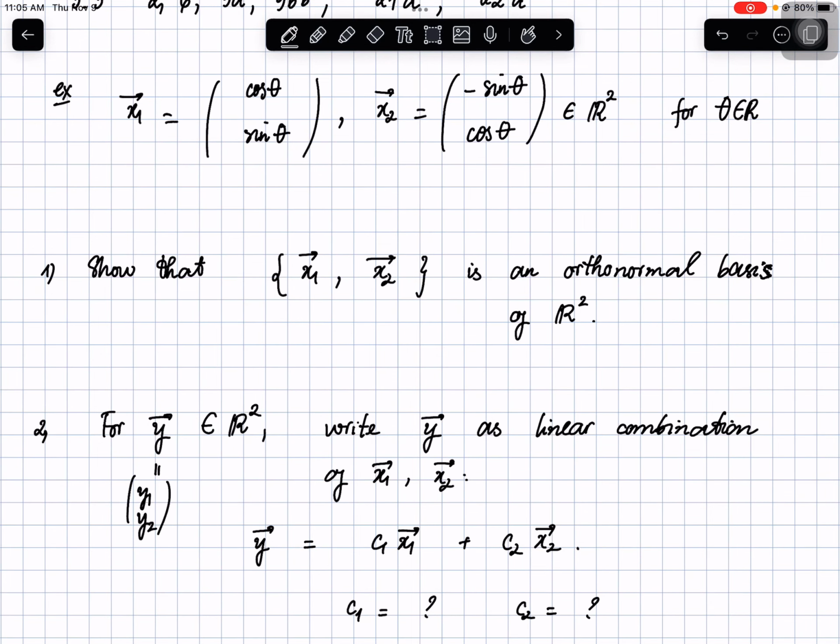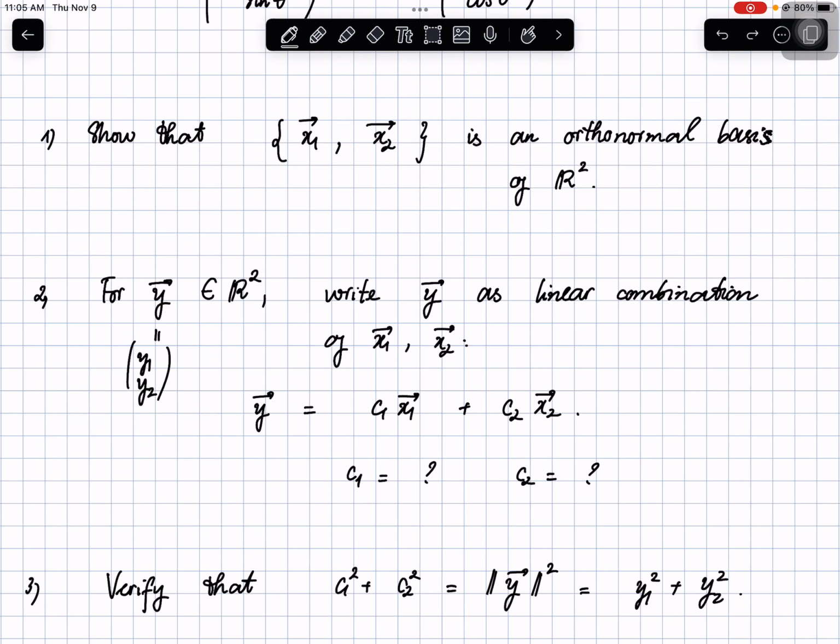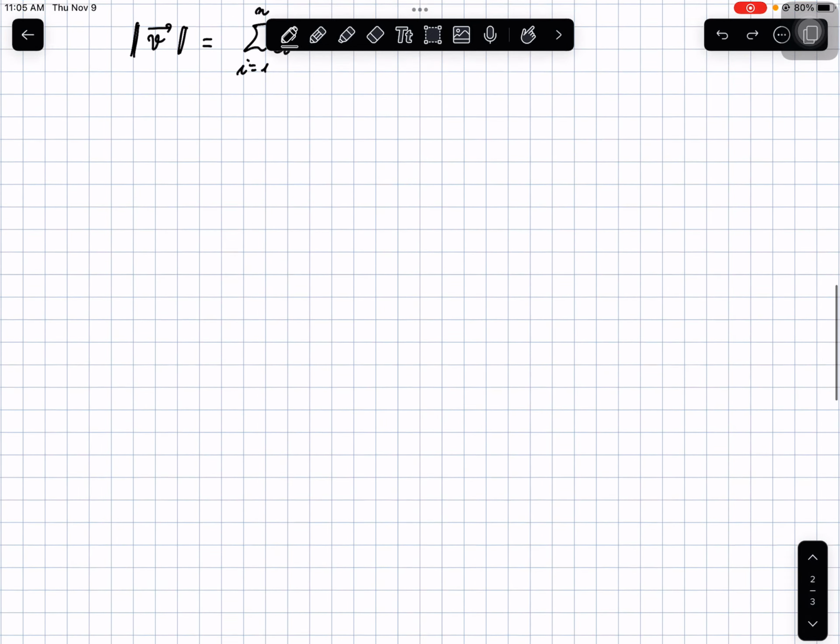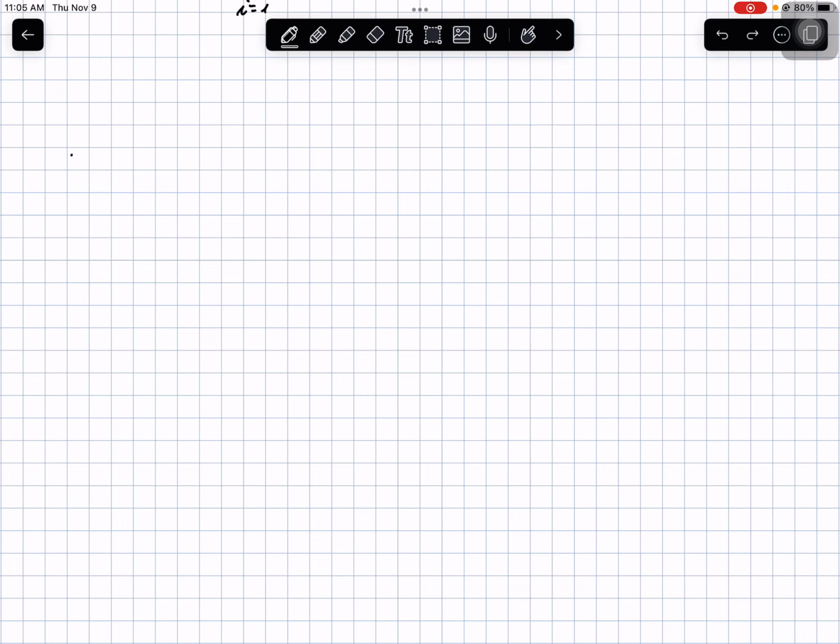So in this exercise, we have two vectors x1 and x2 in R2, and we want to show that these two vectors form an orthonormal basis of R2. That's the first question. Okay, let's do the first question. Show that x1 and x2 form an orthonormal basis of R2. Vectors x1, x2, there are two vectors in R2.